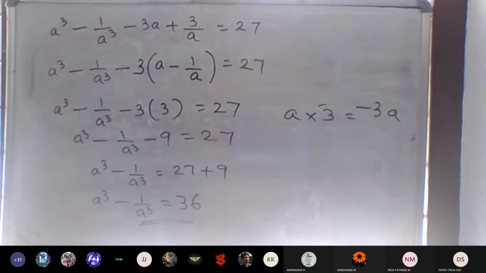The next is question number 10. a square plus 1 by a square we have to find out, a raised to 4 plus 1 by a raised to 4, then a cube minus 1 by a cube. We have a minus 1 by a is equal to 4.